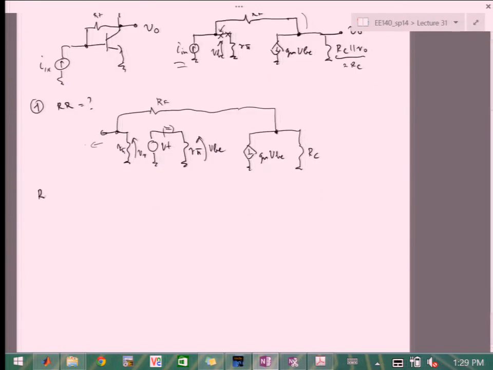So in this case, we'll derive what VR is. We have minus GM times VBE. That's the source here. But VBE is VTest, so it will be minus GM VTest. So that's the current we're pulling from here. And then we have that current going into the parallel connection of RC and RF plus R pi.